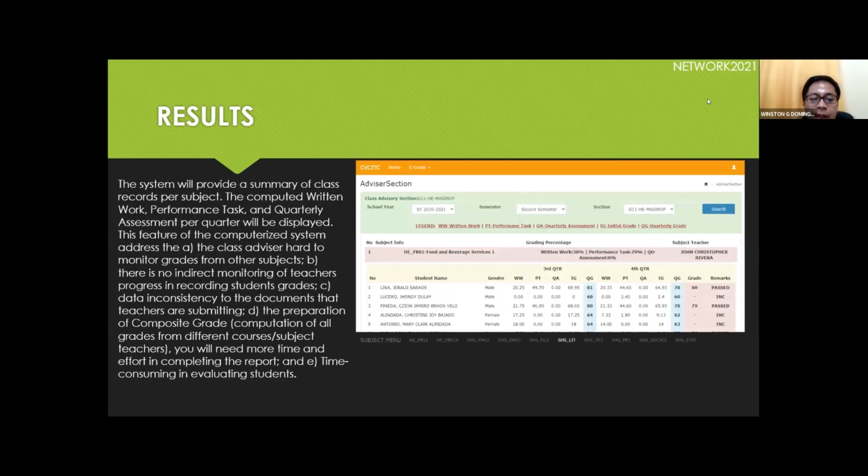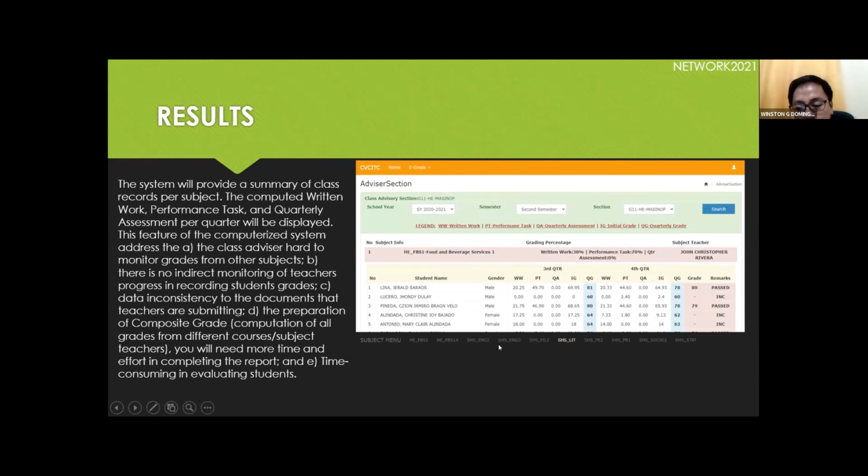So it is also part of the system, a module of the system, where the only access is the advisor section, wherein the advisor can check the grades of his or her students from their different subjects to check the performance of the students under his advisory. As you can see, it has a menu here.